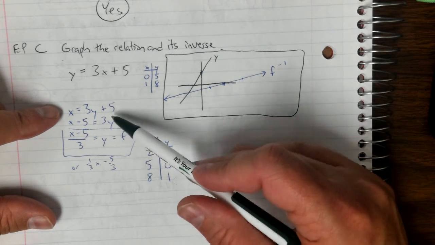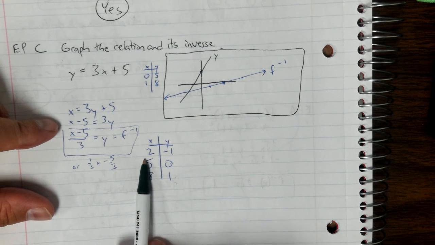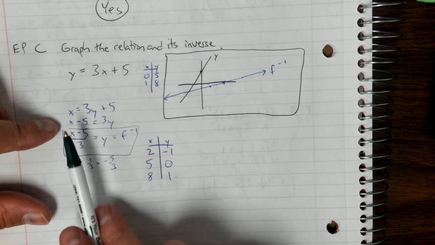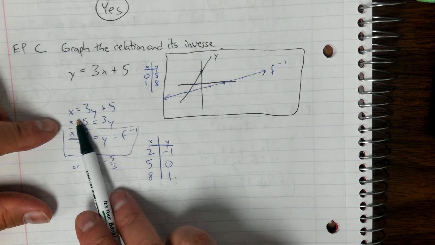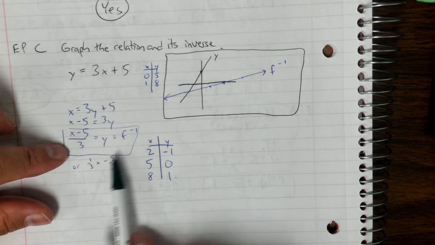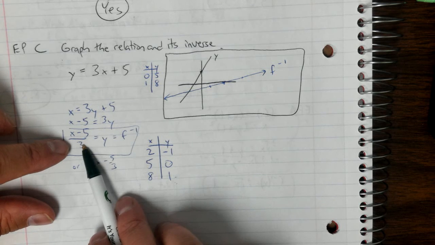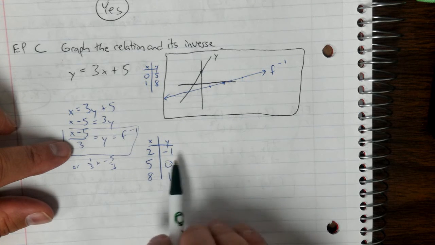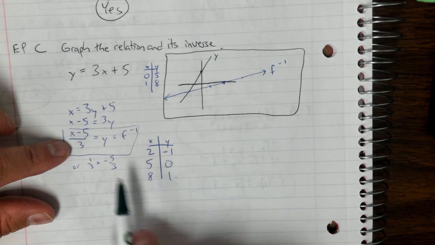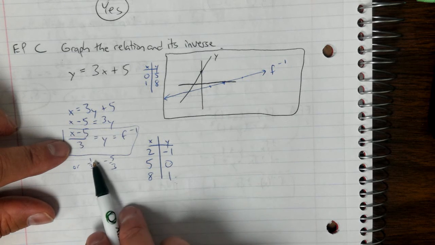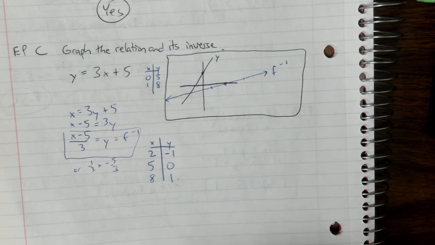It didn't ask you for the other function, but you could have given it this way and then plugged in numbers. You'd have x equals 3y plus 5, and then subtract 5, and then divide by 3, and then plug in numbers. 2 minus 5 is negative 3, divide by 3 is negative 1. 5 minus 5 is 0, 0 divided by 3 is 0. 8 minus 5 is 3, 3 over 3 is 1. So either way works for that.